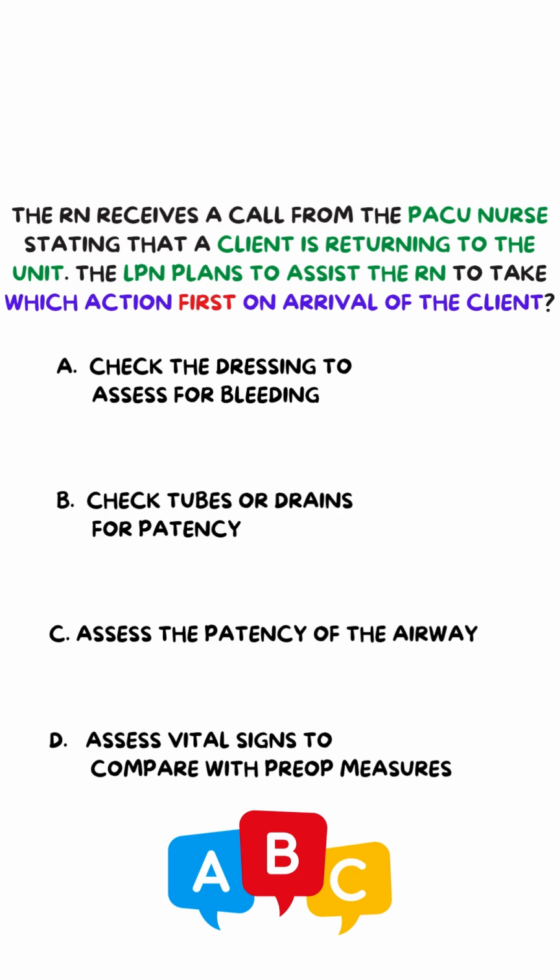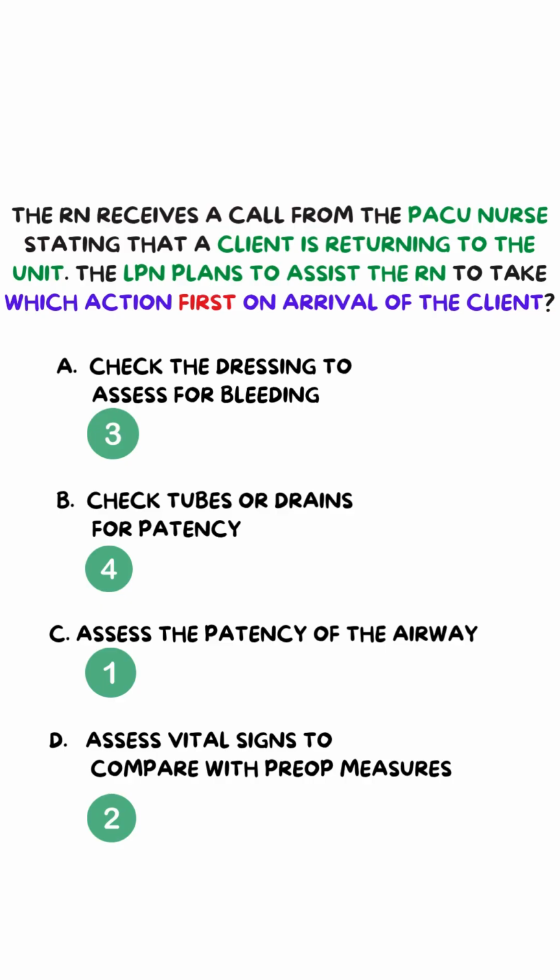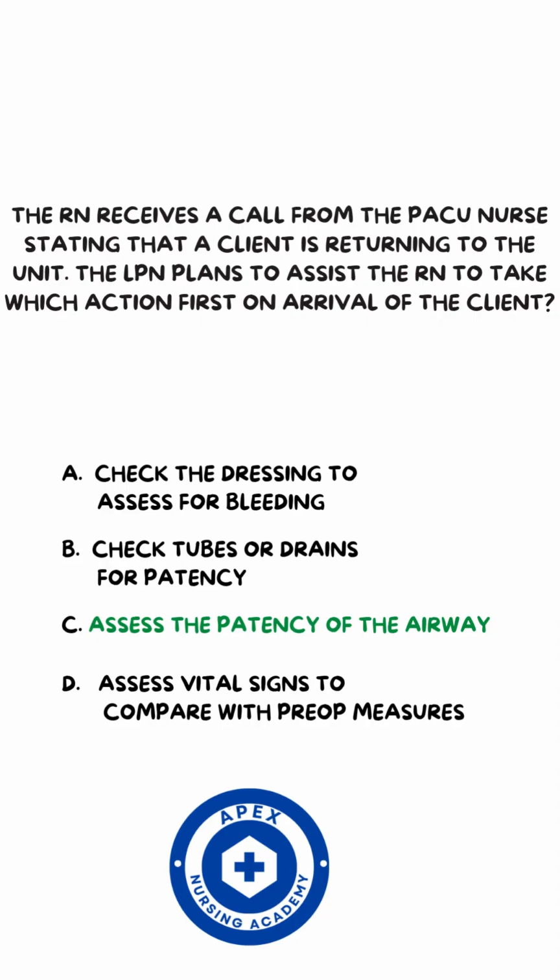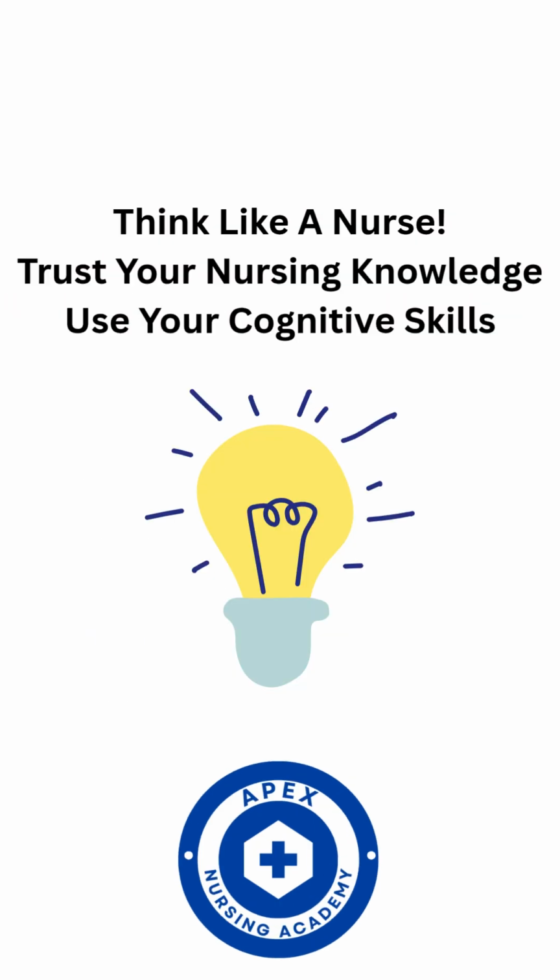So if we look at all these answers and we say, hey, all of these can be done, well, let's prioritize the order in which we're going to do them. And of course, if we think about ABCs, we're going to assess the patency of the airway first. Then we can assess vital signs. Then we can check the dressing for bleeding. And then we can check the tubes and the drains. So if we use our nursing knowledge, we use our ABCs, that is going to guide us to the correct answer, which is assess the patency of the airway.